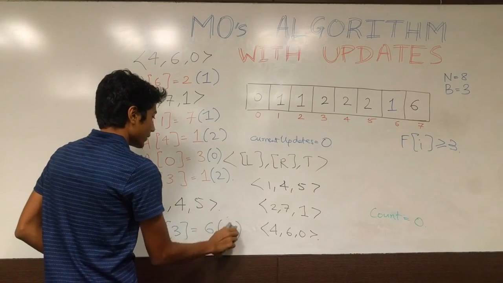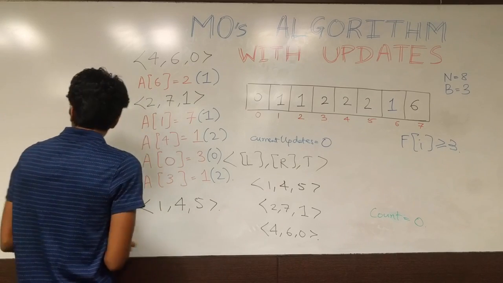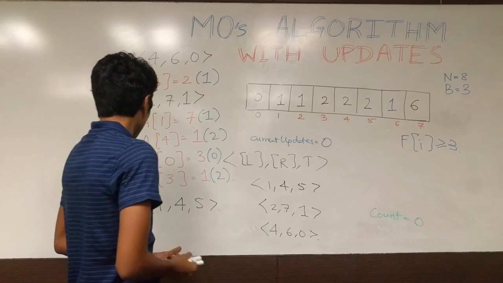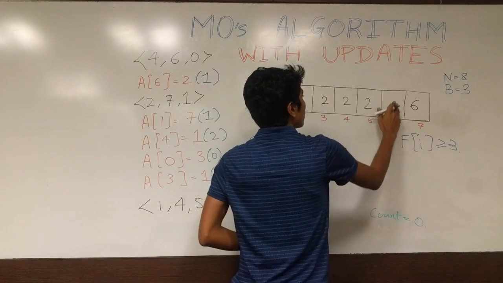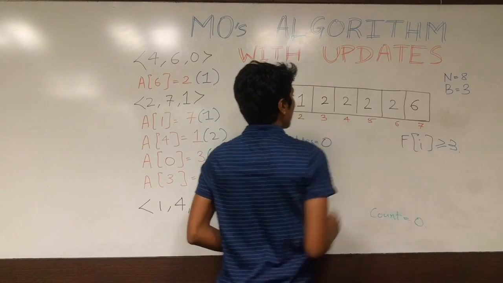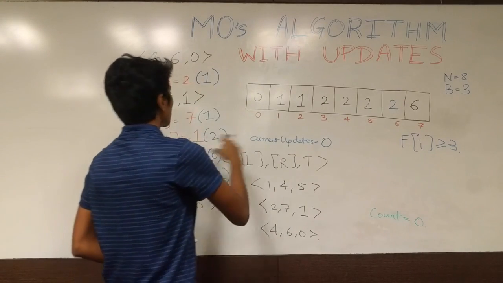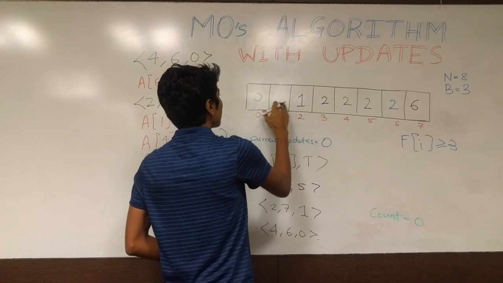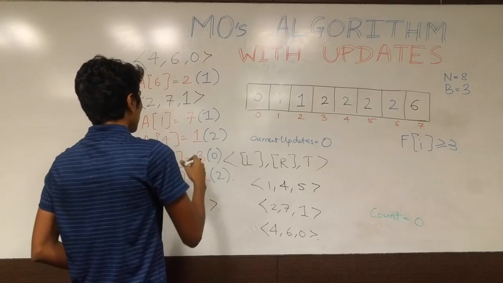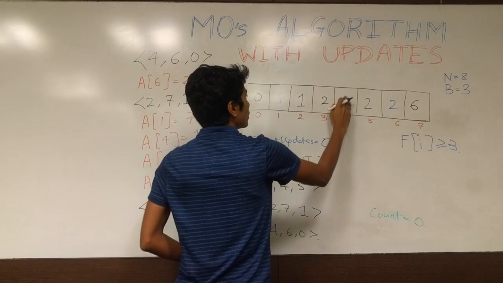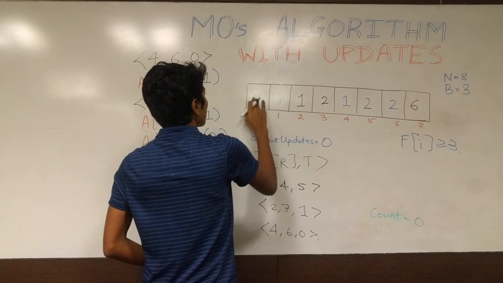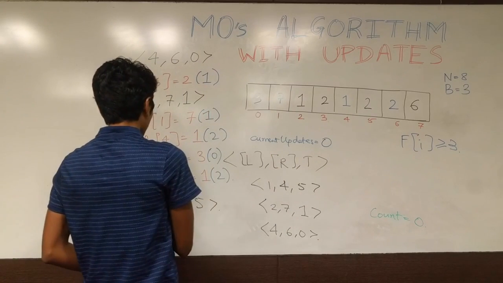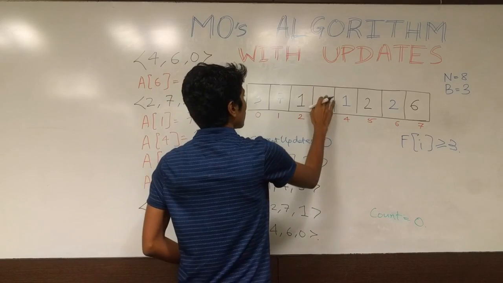Let's process these queries then. Perform 5 updates. Should be simple. Like we said, A of 6 changes to 2. A of 1 changes to 7. A of 4 changes to 1. So that's here. A of 0 changes to 3. And A of 3 changes to 1.